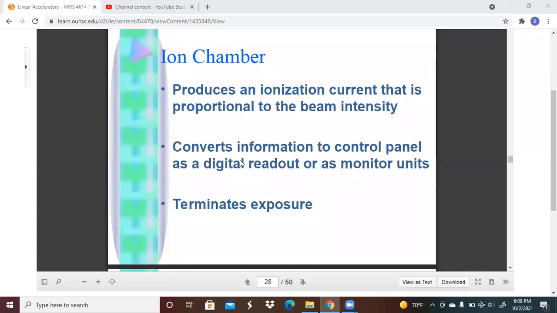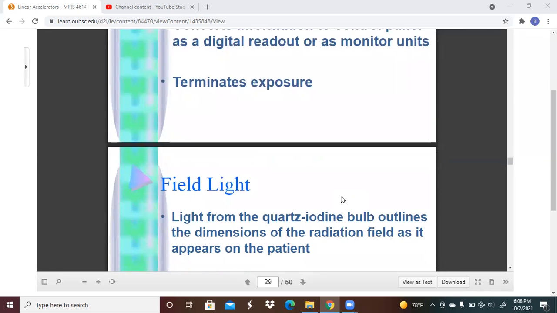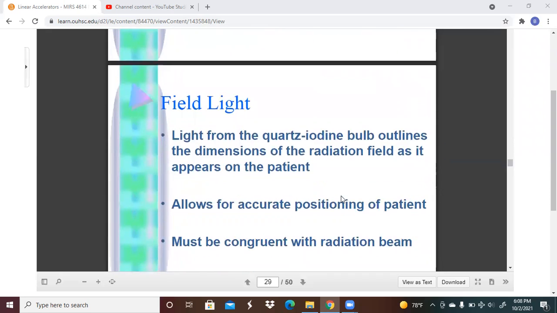The ion chamber is going to produce an ionization current that is proportional to the beam intensity, converts information to the control panel as a digital readout or as monitor units, and then terminates exposure if certain criteria are not met.